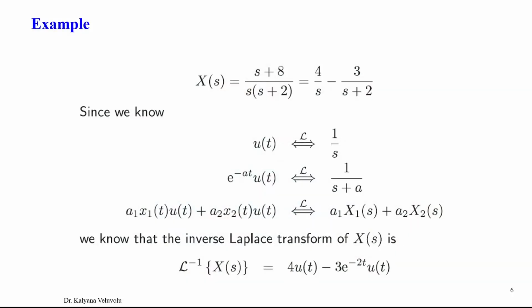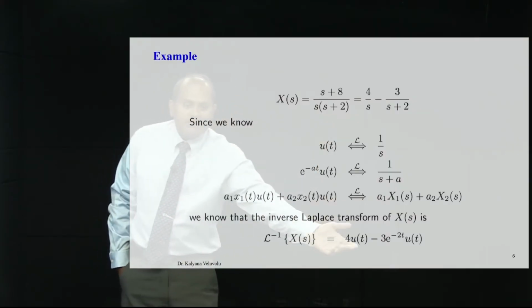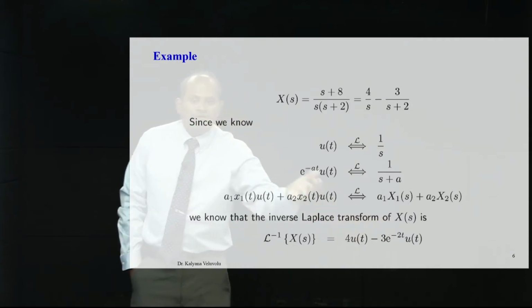So if you follow this representation, u of t you get 1 by s, e power minus at u of t you get 1 by (s plus a). So 4 by s I can directly write as 4 into u of t, and 3 by (s plus 2) I can write as 3 e power minus 2t u of t.